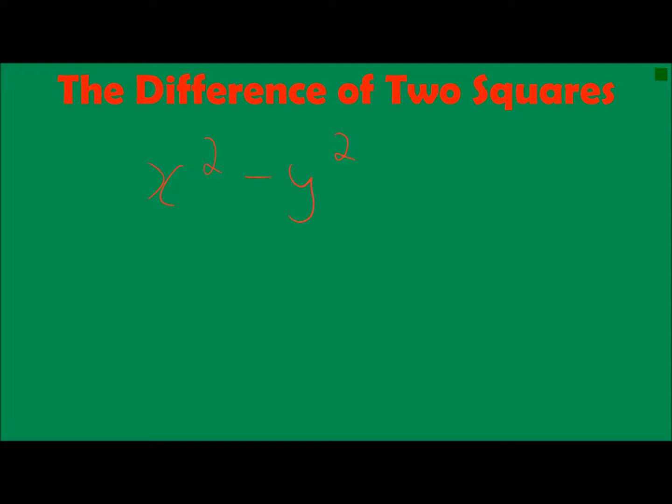Here we go. Double check. Difference. Oh yeah, we said that's a minus. Check. We got that. Squared, we said that'll be here, and it is. So it is the difference of two squares.